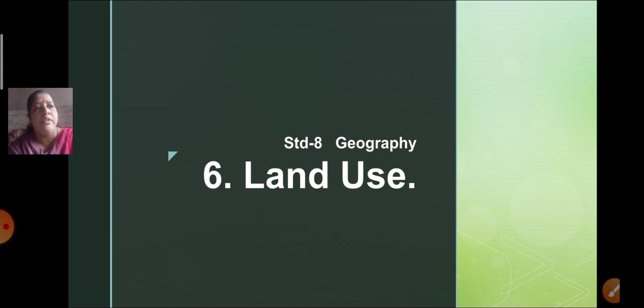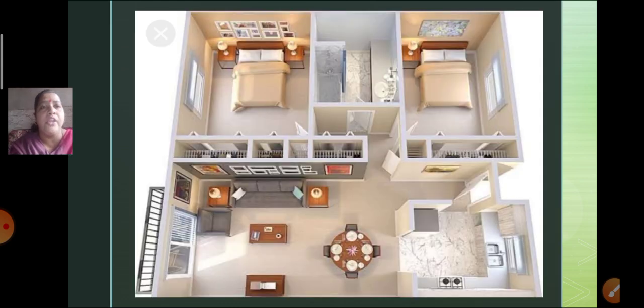Now children, the land that is there under your house is occupied by rooms. This is the format in which the rooms in your house are arranged. You can see the bedroom, the kitchen, the hall, and the washroom. This is how your house is arranged. And a little bit of changes also, if you do. Suppose you renovate your house.